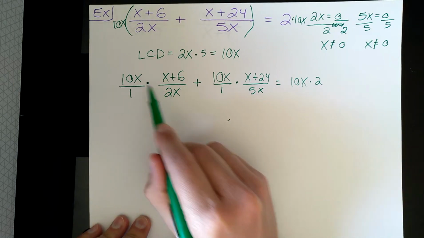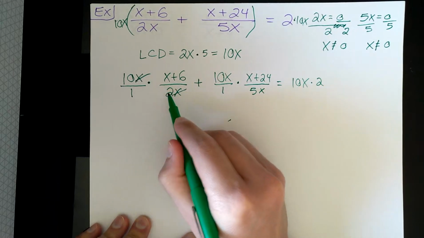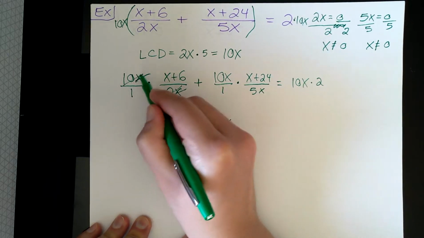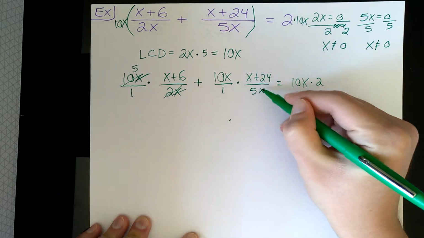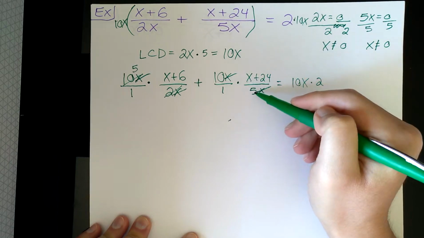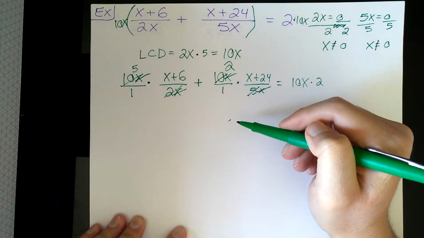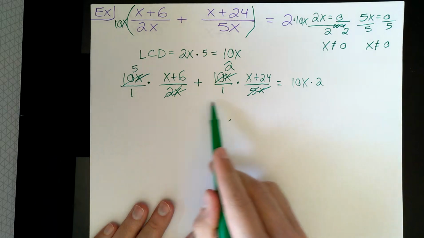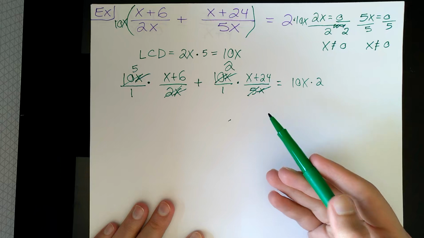We now have an x in the top and bottom of these fractions that's going to cancel out. And we have a factor of 2 in the top and bottom. 10 divided by 2 leaves us with just 5. And over here, we now have an x in the top and bottom that we can cancel out. And 10 divided by 5 gives us 2. So we no longer have any fractions in this problem. All the denominators were eliminated. We're only left with ones now.